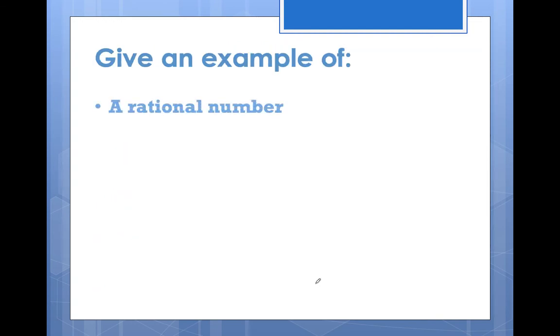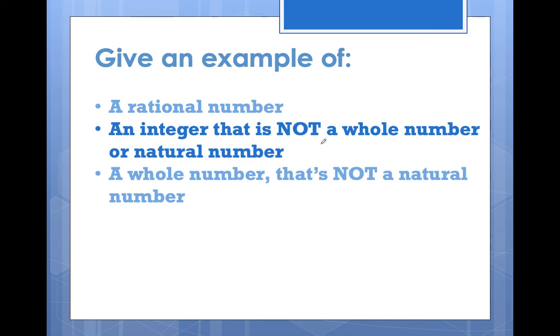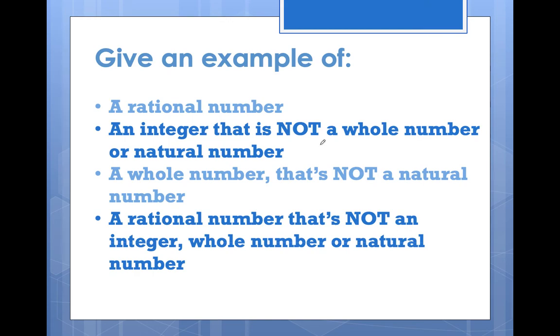Give an example of a rational number. This can be almost anything. Give an example of an integer that is not a whole number or a natural number. Give an example of a whole number that is not a natural number. And give an example of a rational number that is not an integer, whole number, or natural number. I'm just going to give a few. There are several different examples for each of these.